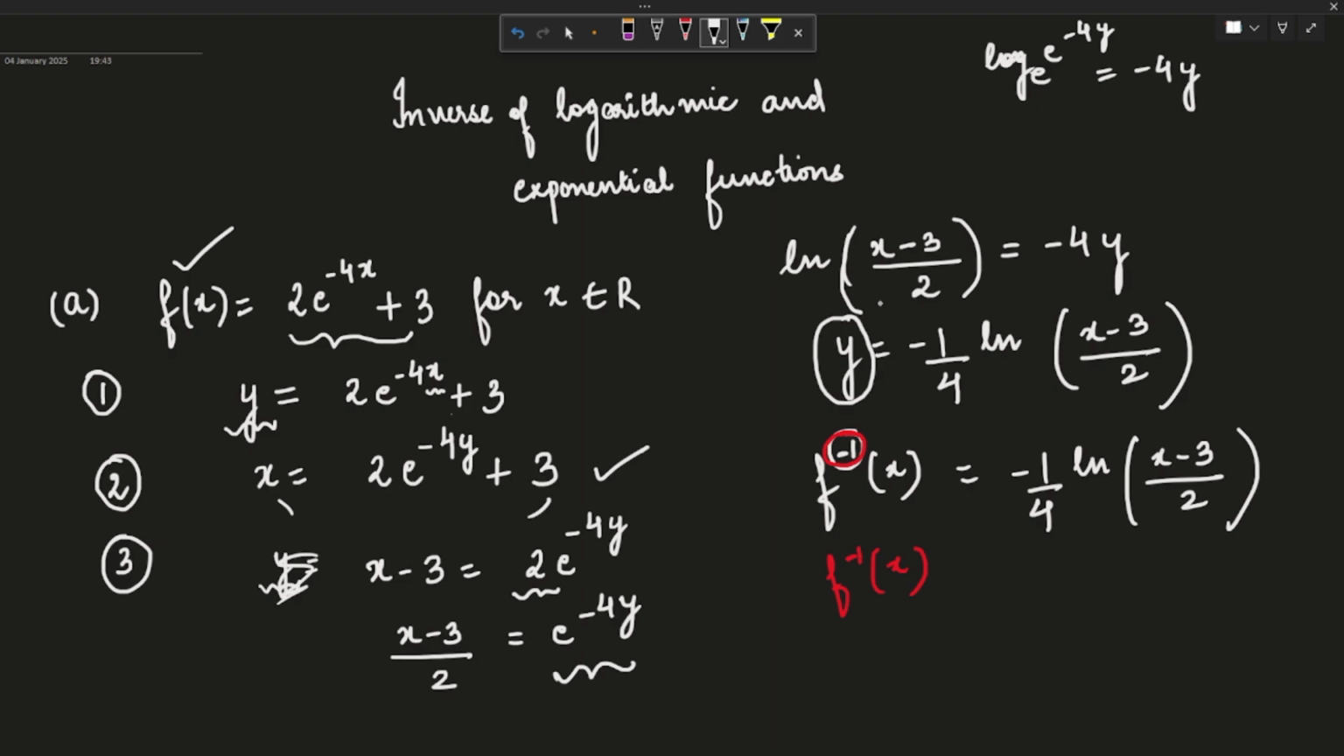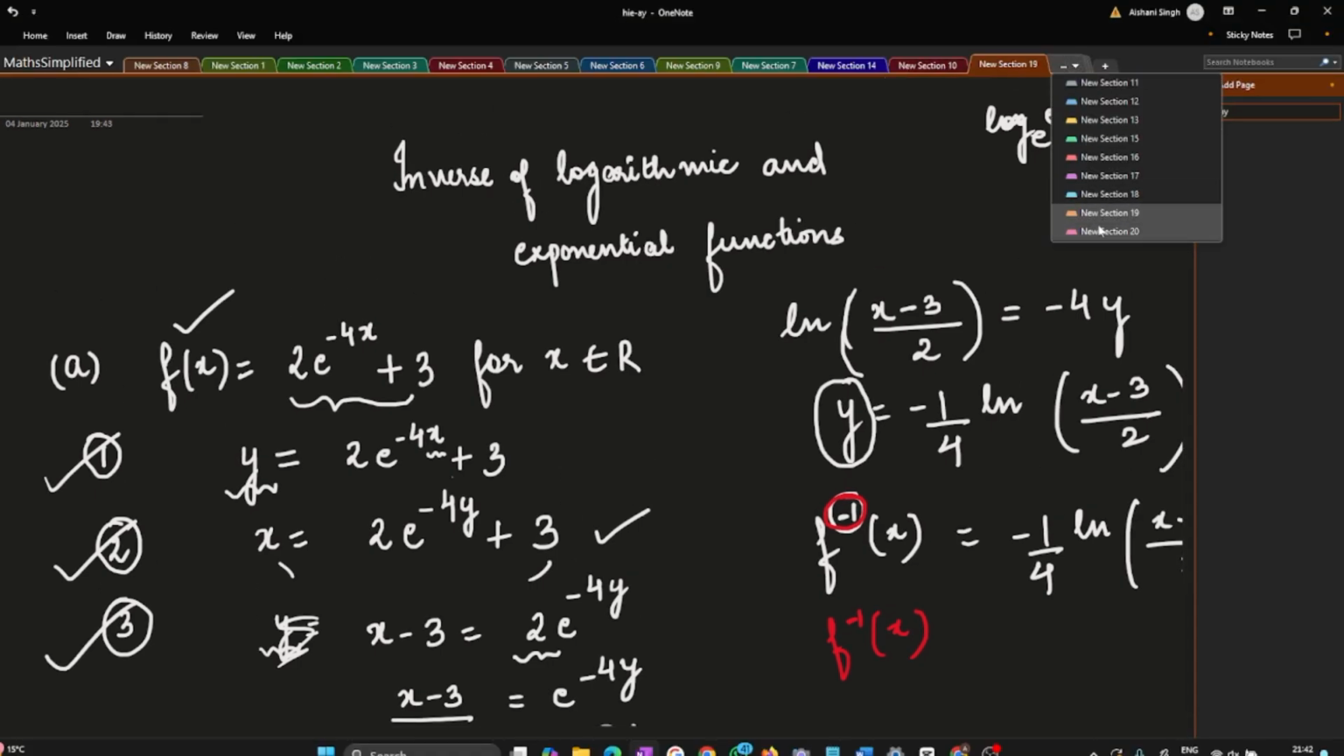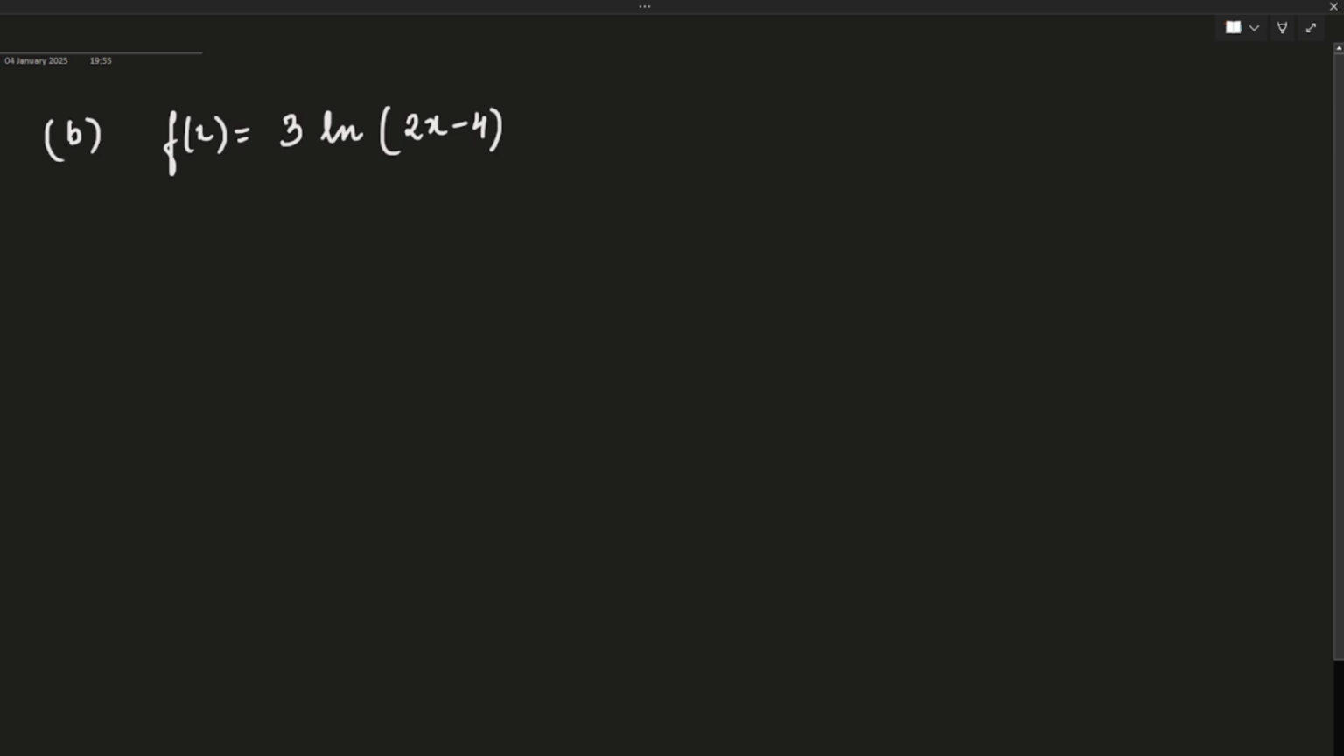So this is the procedure: we have to follow these three steps to find the inverse of any logarithmic or any exponential function. Okay, so we'll take one more example so that you get a clear understanding of this. Our second part is f(x) is equal to 3 ln into 2x minus 4. Now you have to write the inverse of this expression.